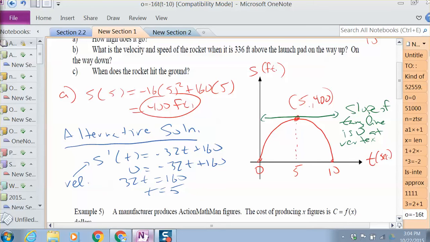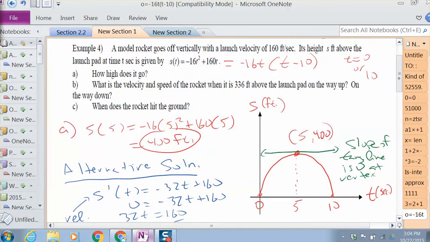Okay, part B, which I didn't leave myself enough room here. So I'll just do it right now, and you should be able to figure out what's going on here. 336 is probably going to be right here roughly. So we've got these 2 points. We want to know the velocity and speed on the way up. Well, what we're going to have to do is find the times when that happens. And it's not painfully obvious at what times that happens.